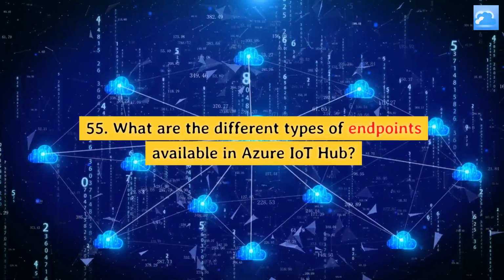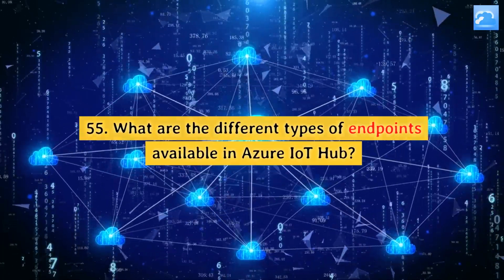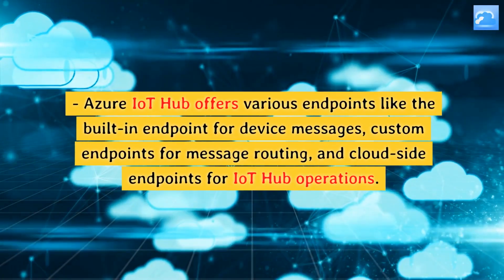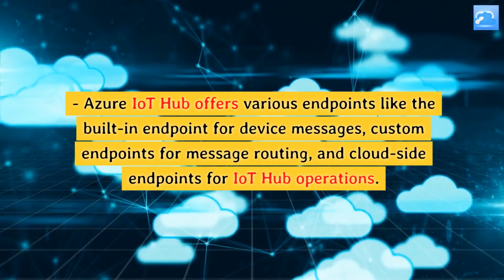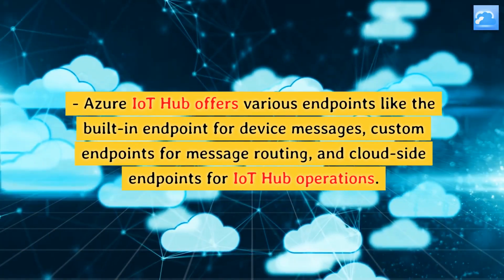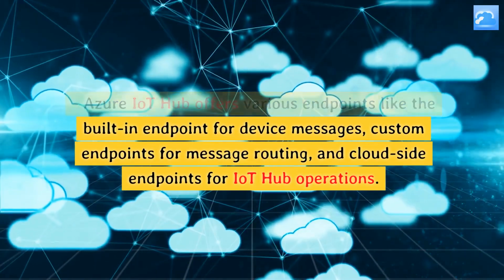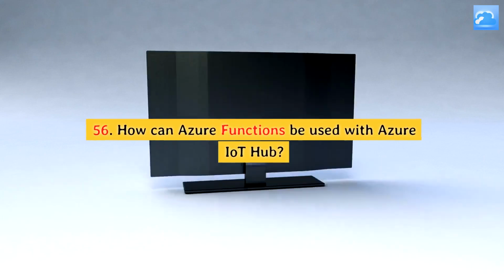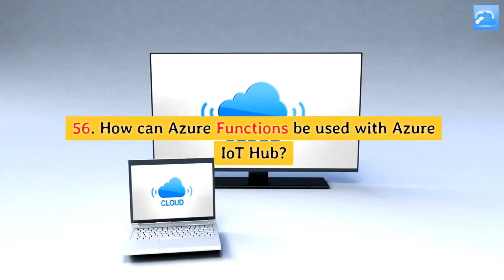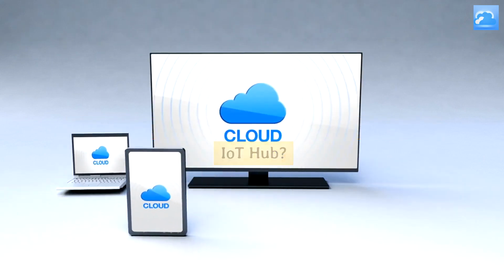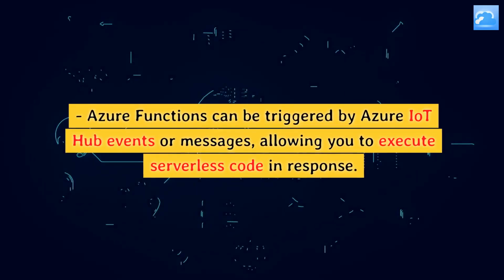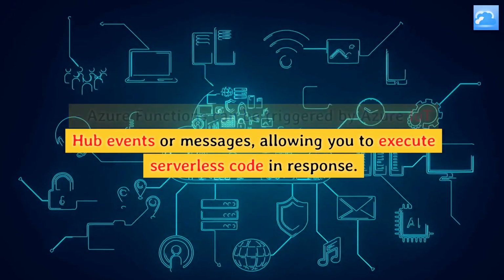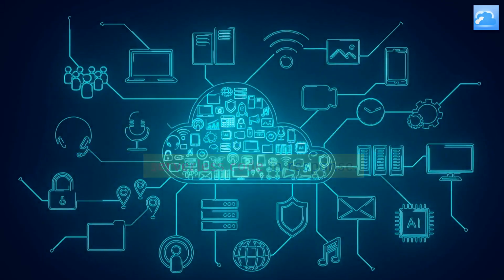55. What are the different types of endpoints available in Azure IoT Hub? Azure IoT Hub offers various endpoints like the built-in endpoint for device messages, custom endpoints for message routing, and cloud-side endpoints for IoT Hub operations. 56. How can Azure Functions be used with Azure IoT Hub? Azure Functions can be triggered by Azure IoT Hub events or messages, allowing you to execute serverless code in response.